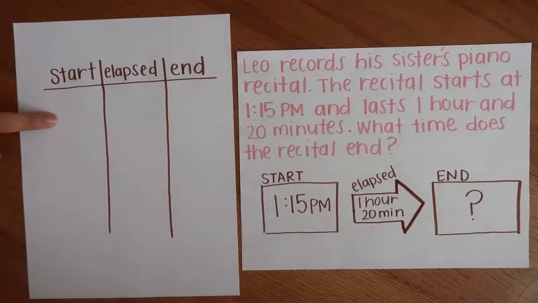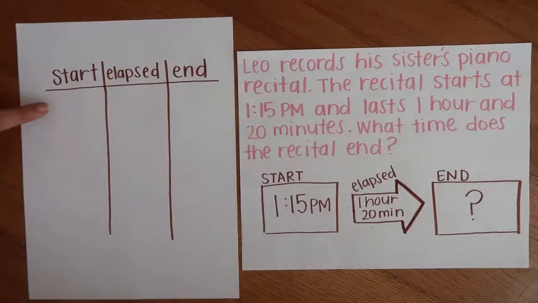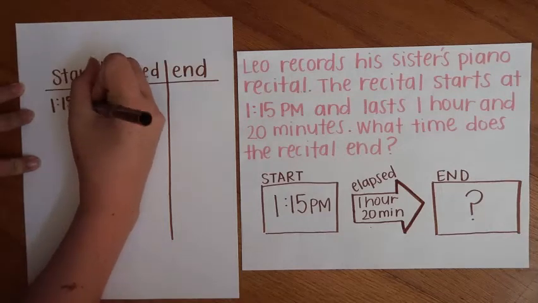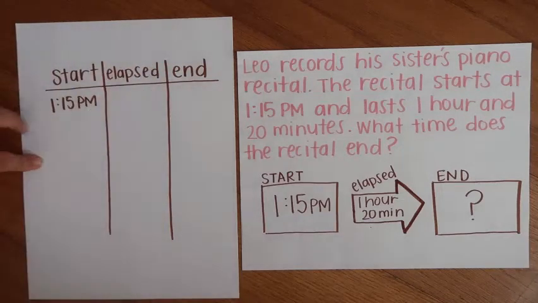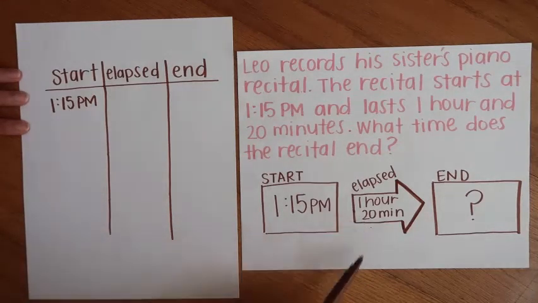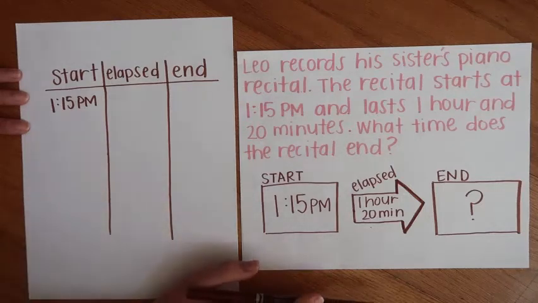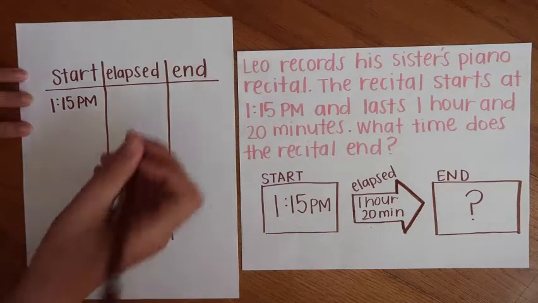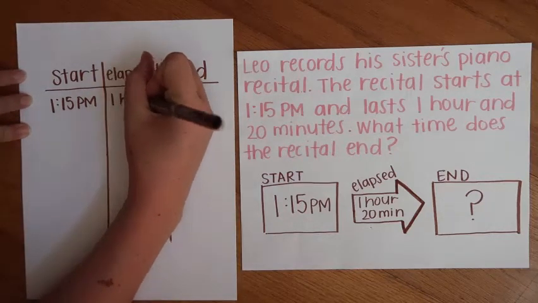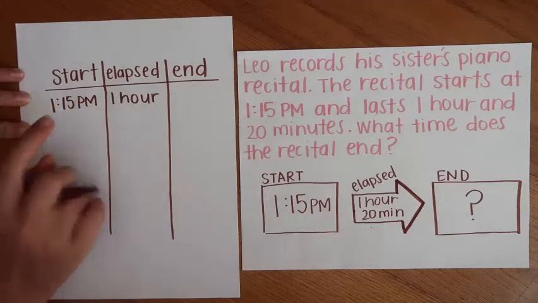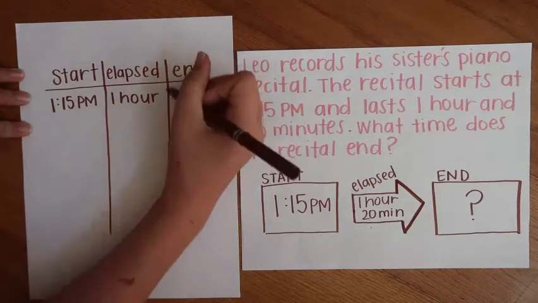This method works really good when you know your start time, because that is how we start this chart. We're going to write in our start time at 1:15 p.m. Okay, so we're going to take 1 hour and 20 minutes. We're going to go 1 hour and 20 minutes into the future from 1:15 to figure out when our end time is. And I'm going to start by just doing a 1 hour hop. 1 hour. That's my elapsed time. And if I were to go 1 hour forward from 1:15, I would end up at 2:15.